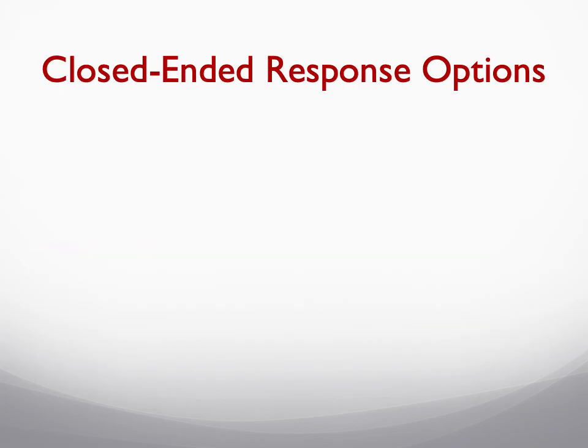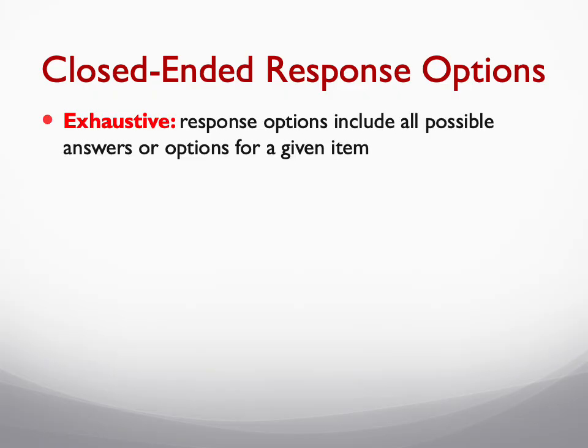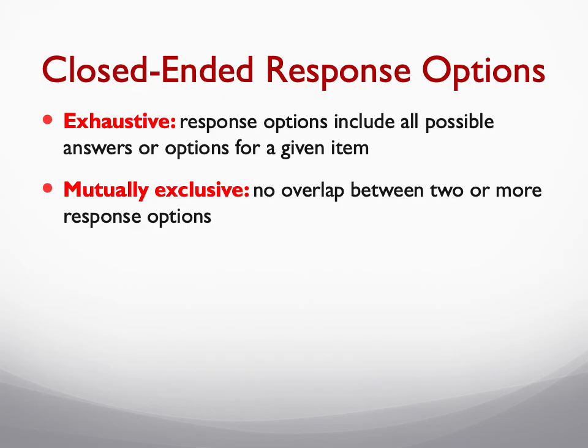Once we have posed or crafted our closed-ended question, there are some things we want to keep in mind about the response options we allow people to use. There's two things. We want our response options to be both exhaustive and ideally mutually exclusive. When we say exhaustive, we mean that the response options include all possible answers or options for the given item, for the given indicator that I've posed. And when I say mutually exclusive, it means there's no overlap between two or more items or response options in the actual survey.